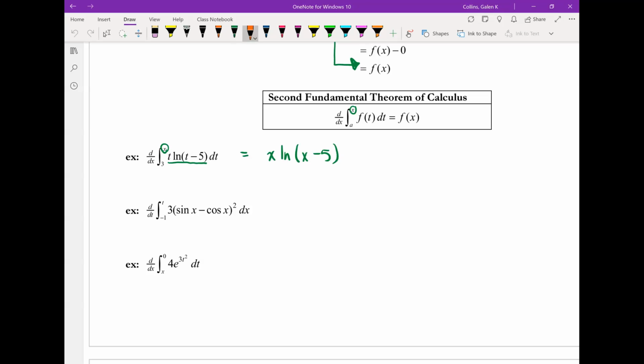All right, the second example, well, the same thing. I bet you could guess it. We're going to be left with 3 times the sine. Instead of x, my variable of integration is t, minus the cosine of t squared.